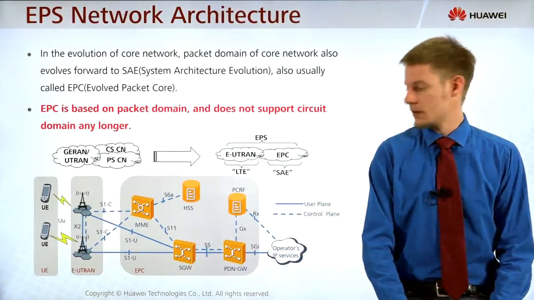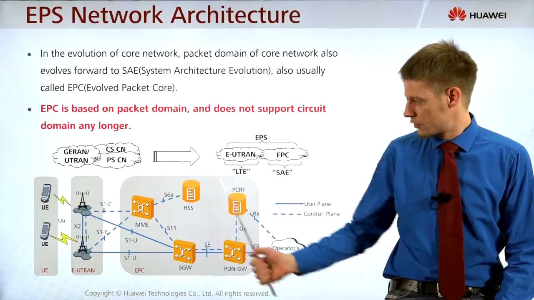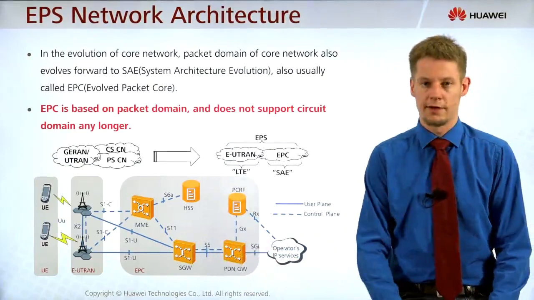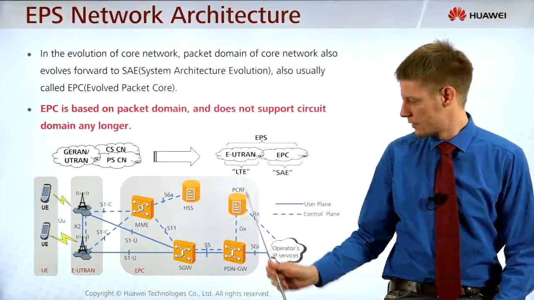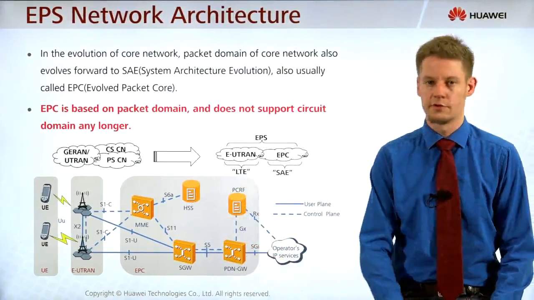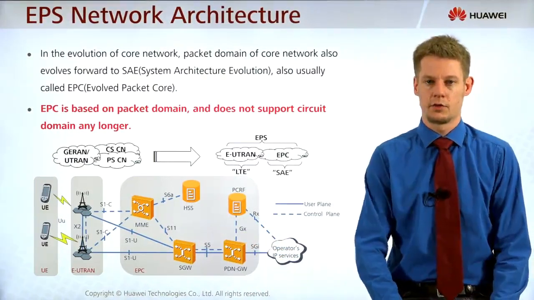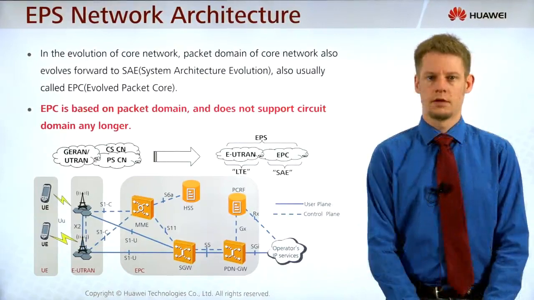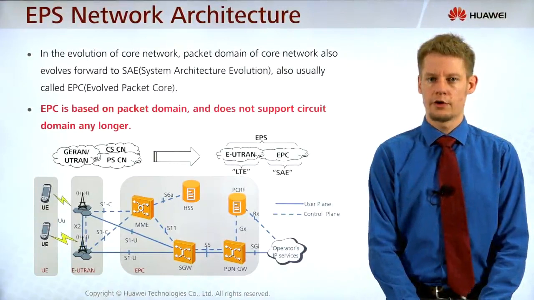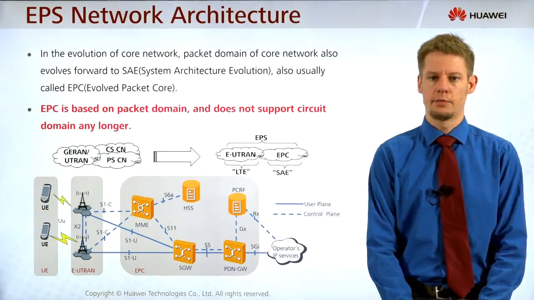So, what we have further down in the core is also, of course, a database, the home subscriber server, and a so-called policy and charging rules function, which maintains the so-called quality of service. We will see what this means later in this course. Here we also have to talk about the wording and the abbreviations that are used in LTE and EPS.